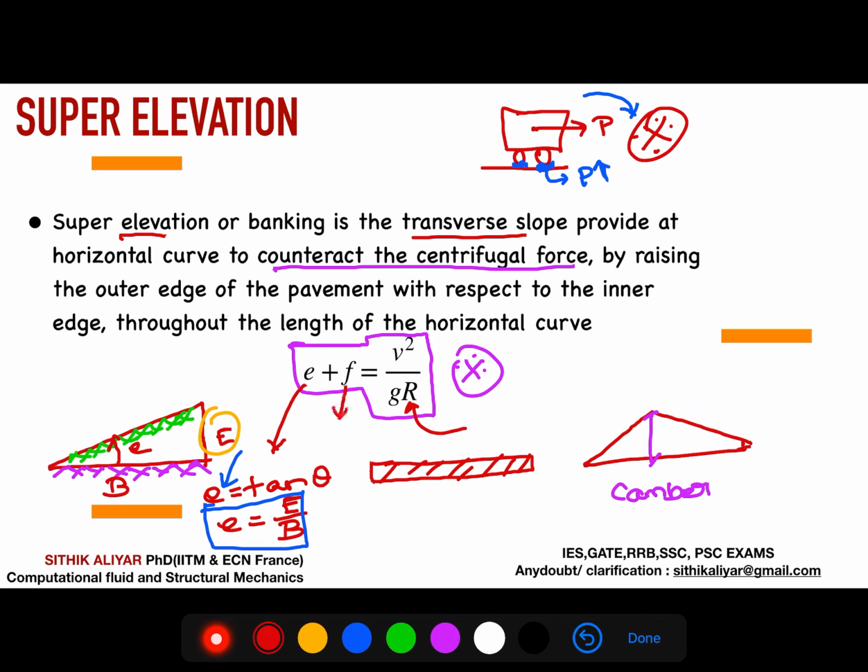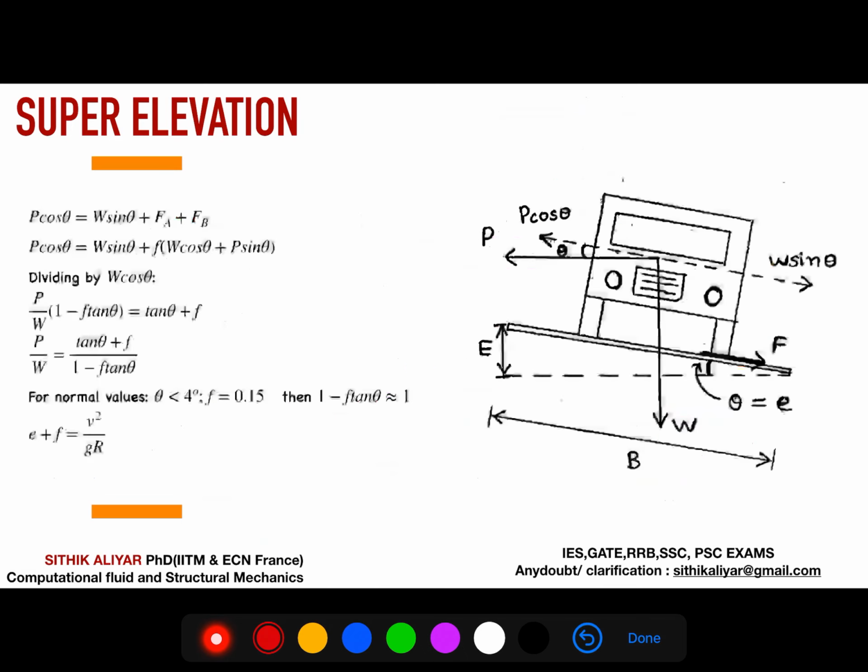This is the introduction, and please pause the video and note down the definition of super elevation. Coming to the derivation, I am going to derive the super elevation. I am going to show you how this e plus f equal to v square by gr came. You see the figure. So this is the road.